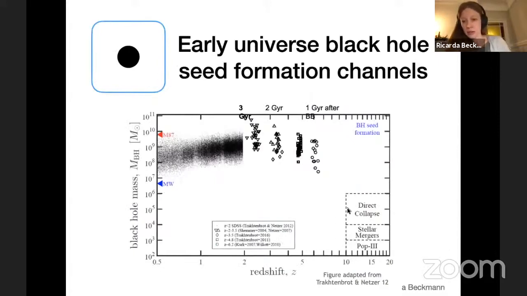So as I said, this is roughly the parameter space we have to cover. This is the same plot as before, now just extended to lower black hole masses and higher redshifts, because in the bottom right corner here, we've marked roughly the region where we think the seed black holes might form, both in their redshift and mass range.